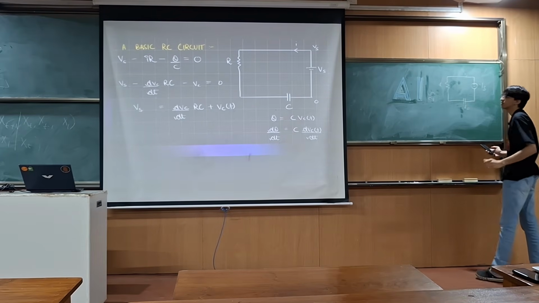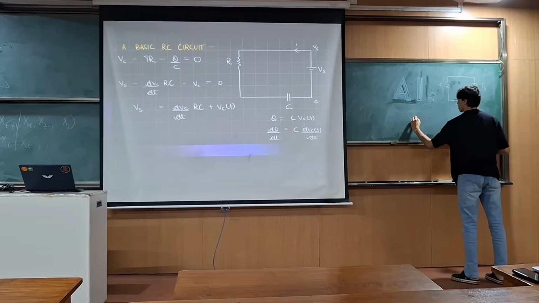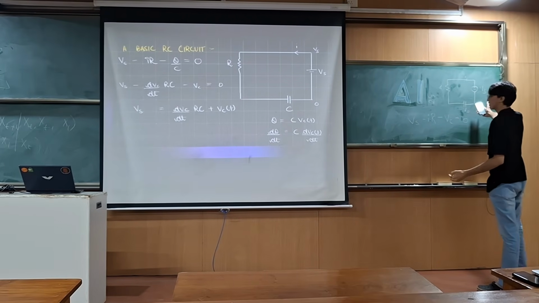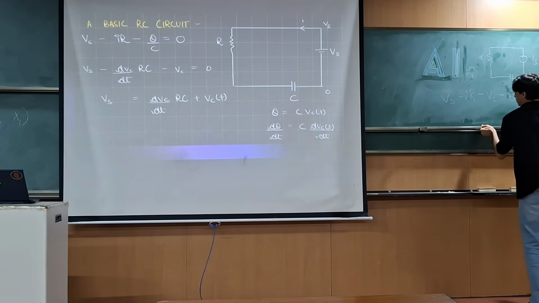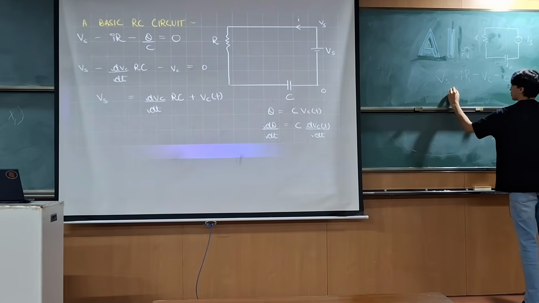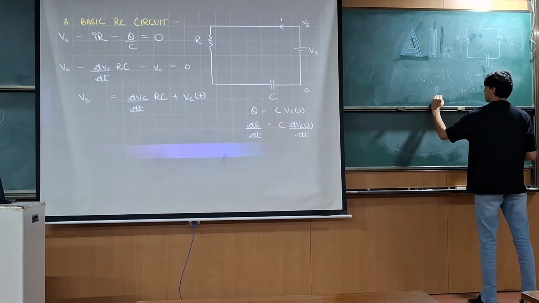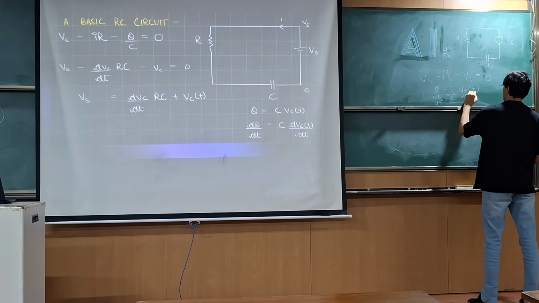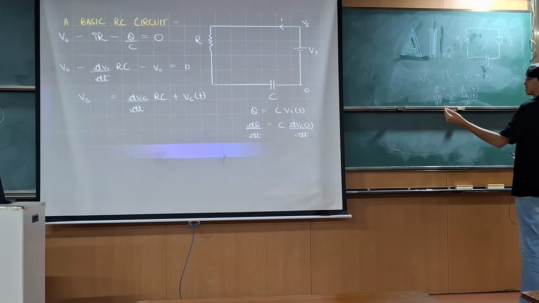So the simple equation is Vs minus IR minus Vc equals 0. This is the equation of the RC circuit, and the charge across the capacitor you write as Q equals C times Vc, and if you take a time derivative, you get dQ by dt equals C dVc by dt. This is very basic stuff. I think everyone knows this.